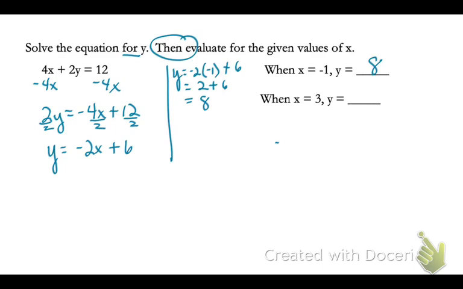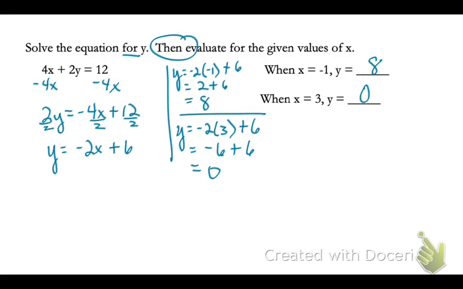Let's try the next one. So now we're going to take that same equation, but we're going to plug in 3 for x. So negative 2 times 3 plus 6. So negative 2 times 3 is negative 6, plus 6 equals 0. That concludes the notes over solving literal equations.